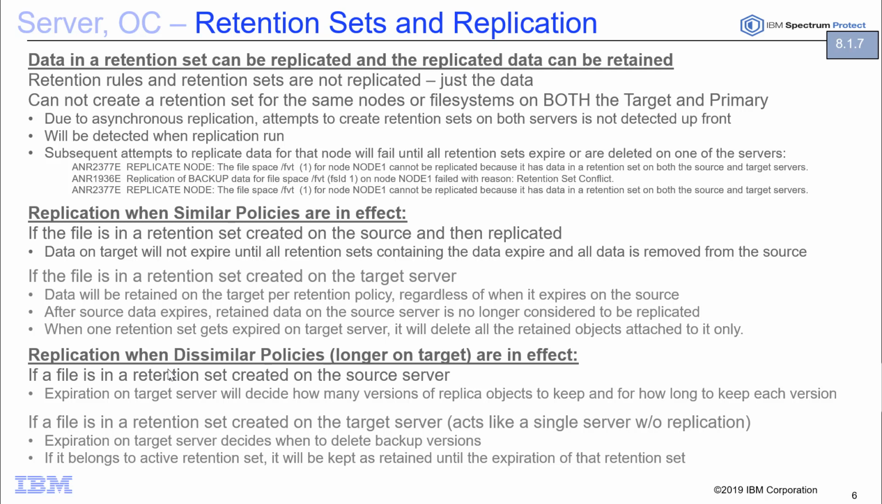Now, replication with dissimilar policies, meaning that you have a longer retention period on the Spectrum Protect target server. If a file is in a retention set created on the source server, expiration on the target server will decide how many versions of replica objects to keep and for how long to keep each version. If a file is in a retention set created on the target server, then it basically acts like a single server without replication. Expiration on the target server decides when to delete the backup versions, and if it belongs to an active retention set, it'll be kept as retained until the expiration of that retention set.